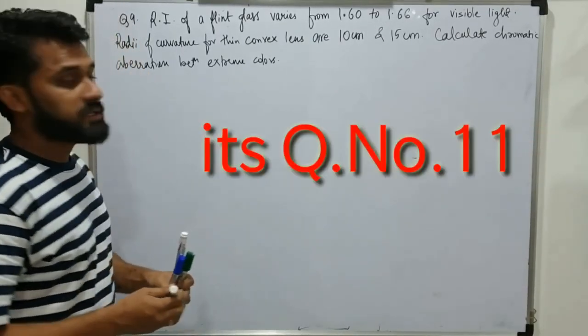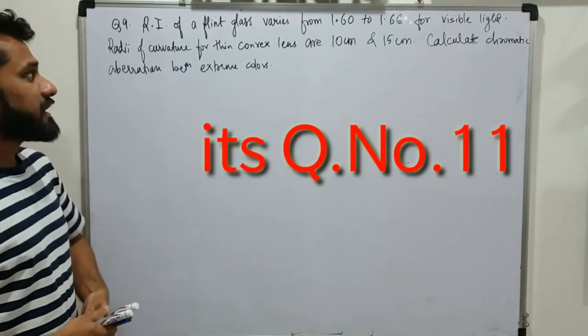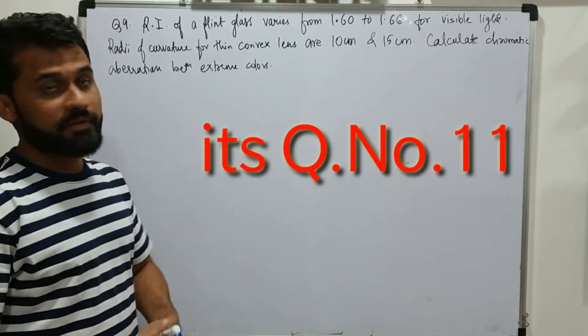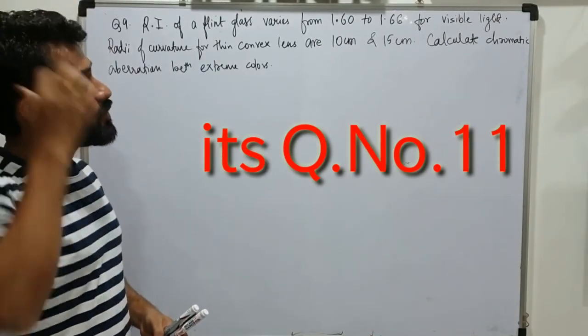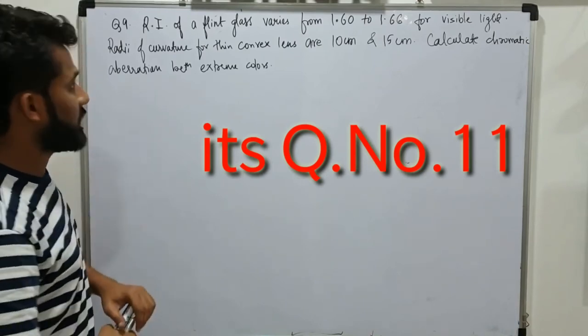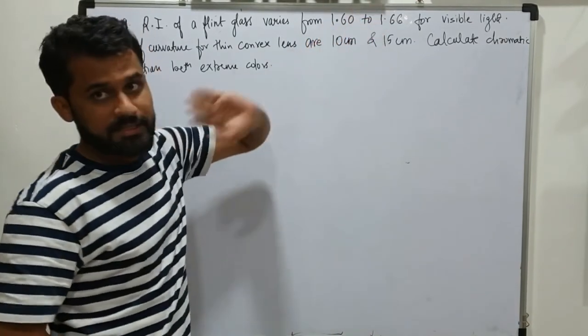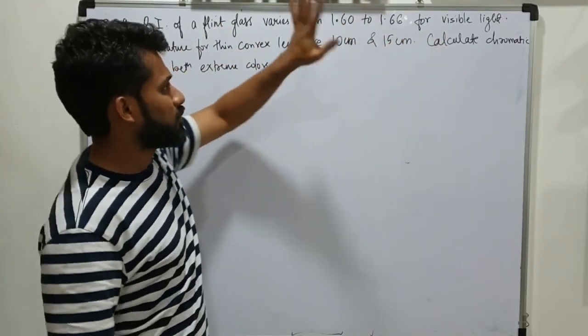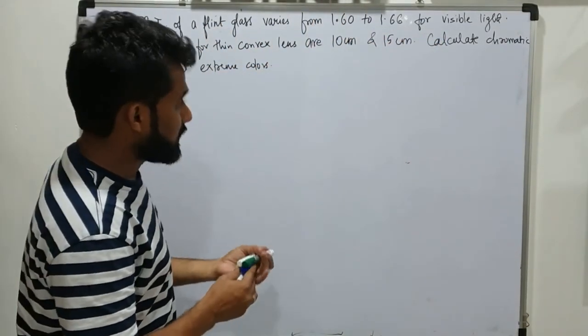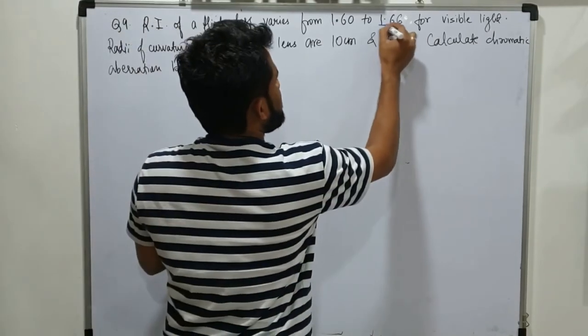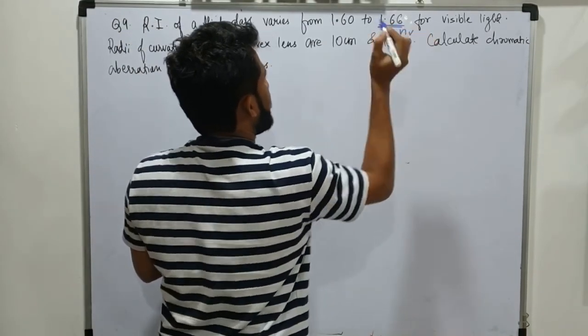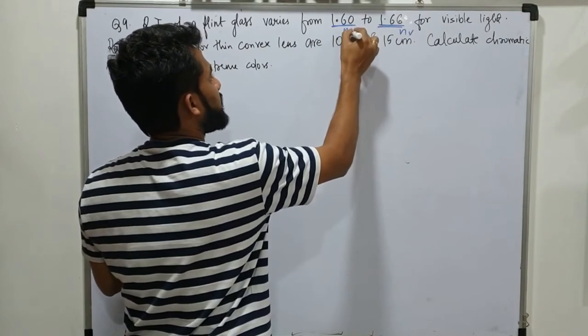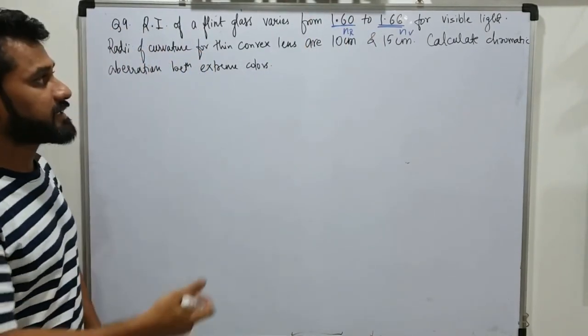Okay, so the next question is question number 9. The refractive index of flint glass varies from 1.60 to 1.66 for visible light. So 1.6 to 1.66 is the refractive index for flint glass for different colors. We know that for violet color, the refractive index is maximum. So this will be the refractive index for violet and this will be the refractive index for red. For red, the refractive index is least.